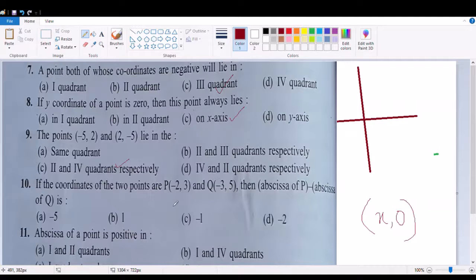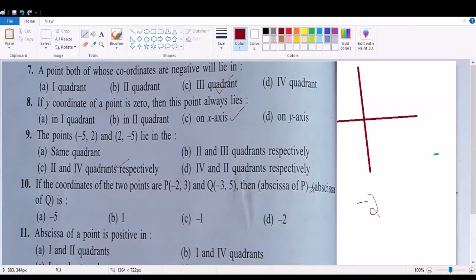If the coordinates of 2 points are P(-2, 3) and Q(-3, 5), then abscissa of P minus abscissa of Q. Very important question. Most of the cases this type of questions will be asked for the exam. In the previous exam also we are discussing like this question. Abscissa of P means what? The x coordinate of P. What is x coordinate of P? Answer is minus 2. So you have to write minus 2.